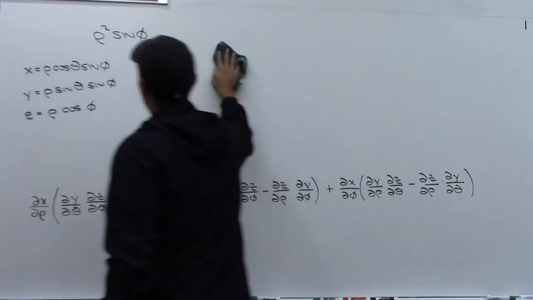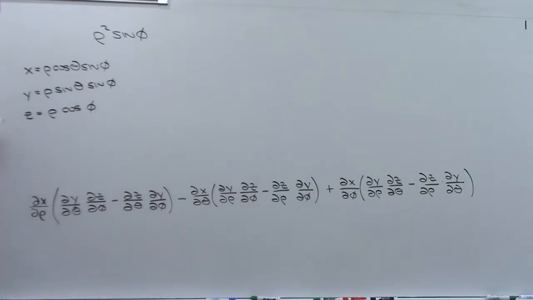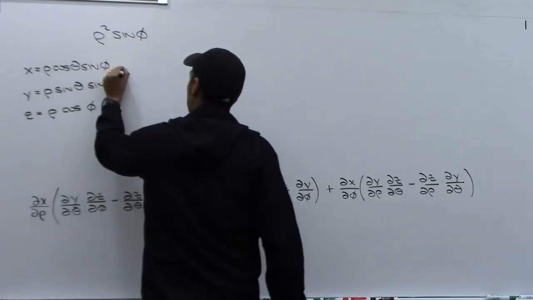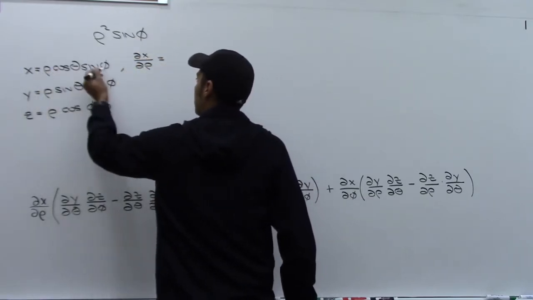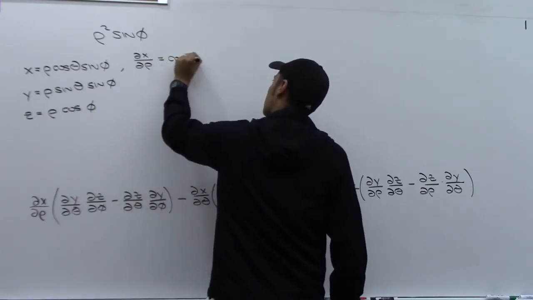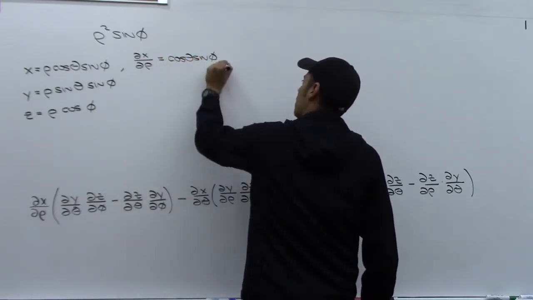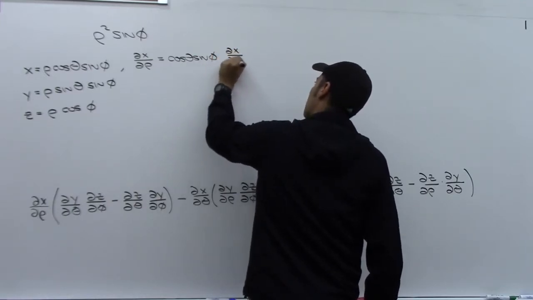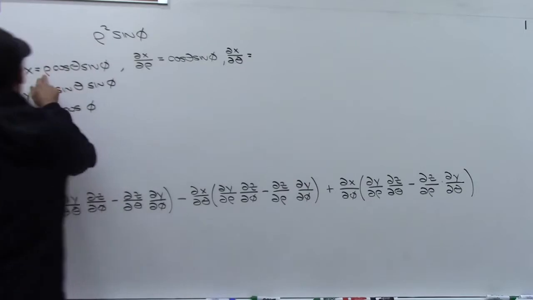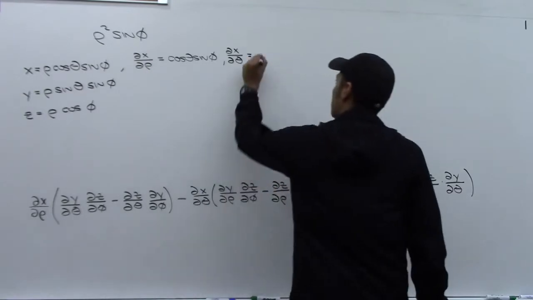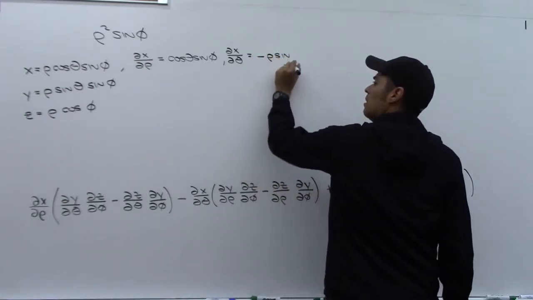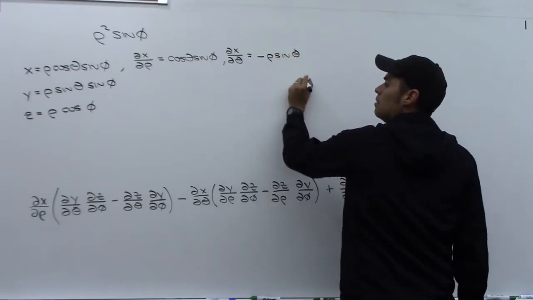Now, I'm going to need some things here in order to do this. I'm going to need the partial of this with respect to rho, partial of this with respect to theta, partial of this with respect to phi. So let me get all of those and just put them next to it. The partial of x with respect to rho equals, so this is our variable, everything else is a constant, cosine theta sine phi. Okay, what is the partial of x with respect to theta? Well, this time, treat rho and sine phi like constants. So derivative of cosine theta is negative sine theta. So I'm going to get negative rho sine theta sine phi.